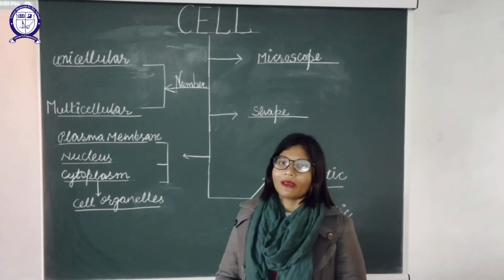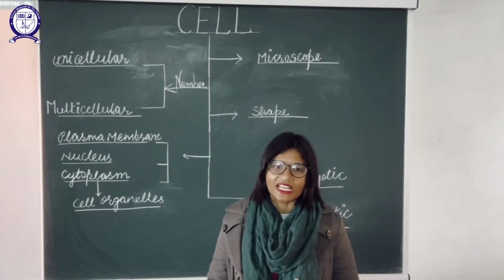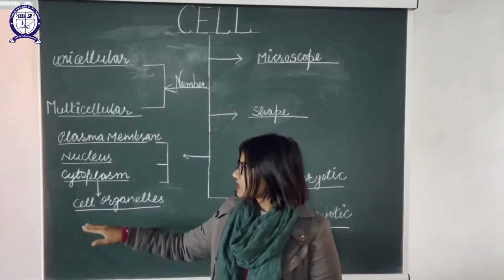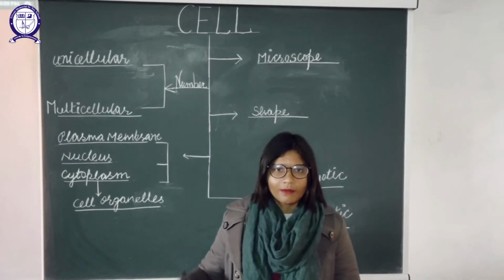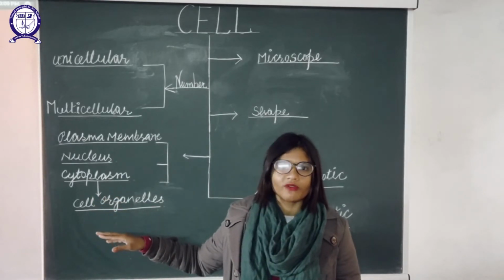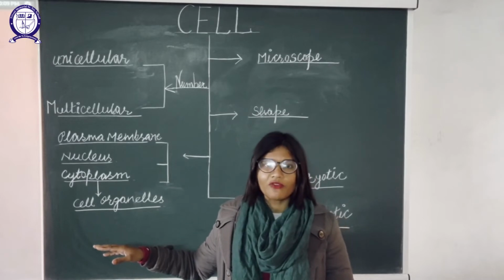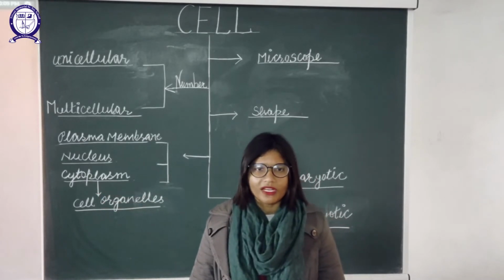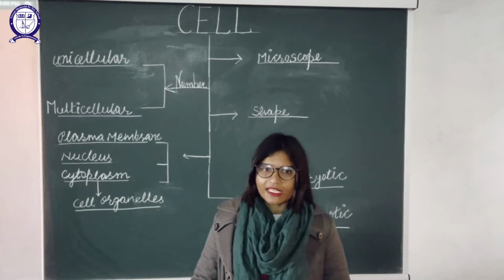After the plasma membrane, when we open that cell, we are going to see a jelly-like substance, which is cytoplasm. Cyto basically means cell, plasm again means fluid. So the fluid of the cell, which is the life of the cell, is known as cytoplasm. All the major components of the cell are embedded in this cytoplasm.